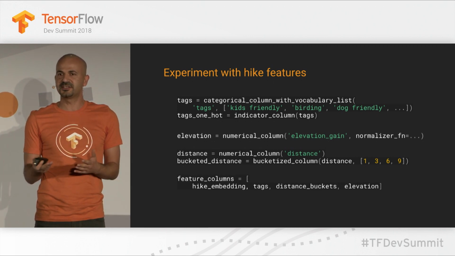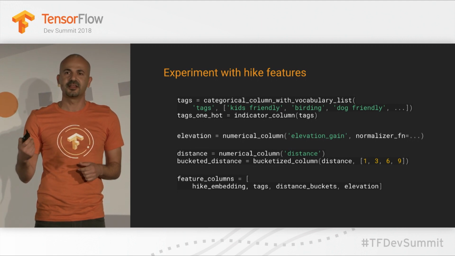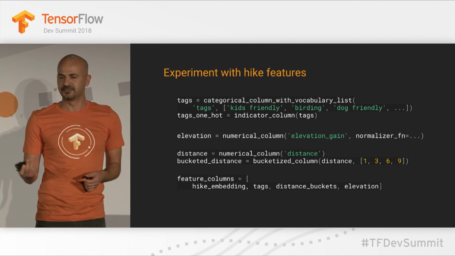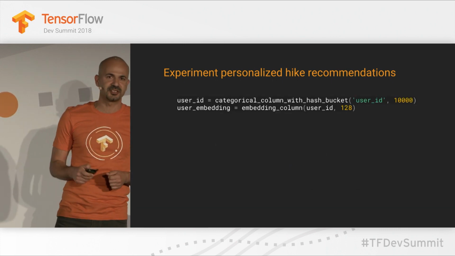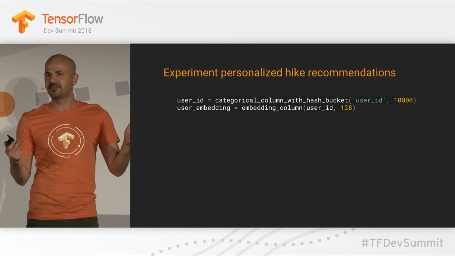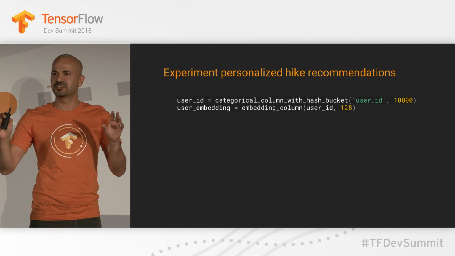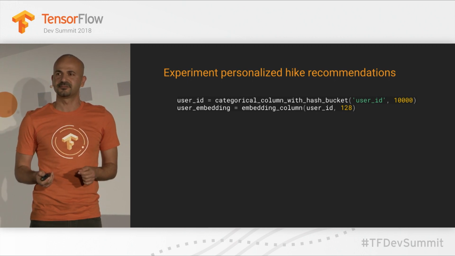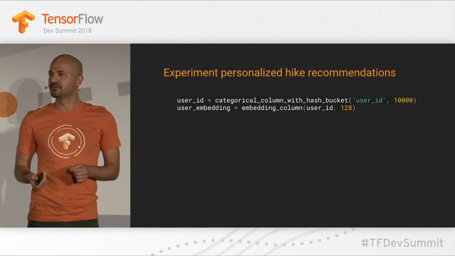How can you use all of these things together? Just putting them into a list, that's it. Then your system should work as it is. So let's experiment with personalization. What we mean by personalization is, instead of recommending same hikes to all users, let's recommend different hikes for different users based on their interests. And one way to do that is using user features.